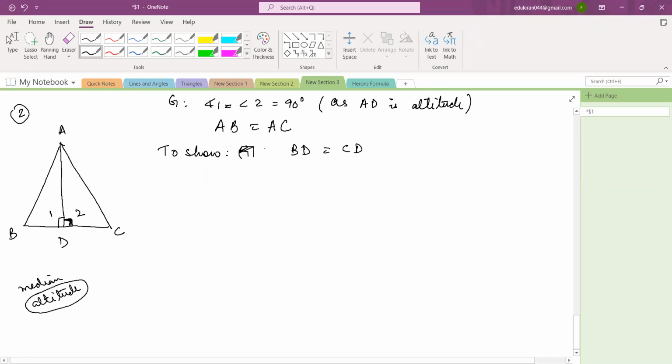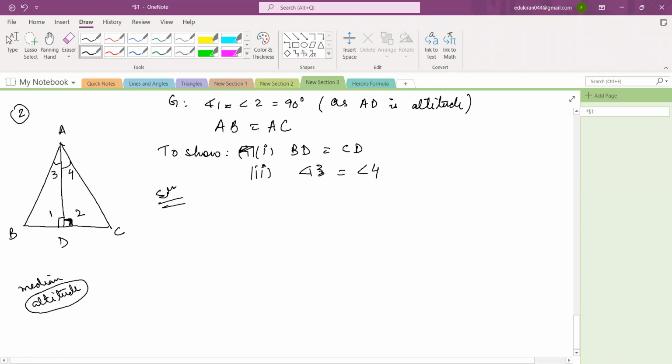Second, AD bisects angle A. That means you have to show, if I call them angle 3 and angle 4, that angle 3 is equal to angle 4. So these two things we have to show. Okay, let's do it. Solution.